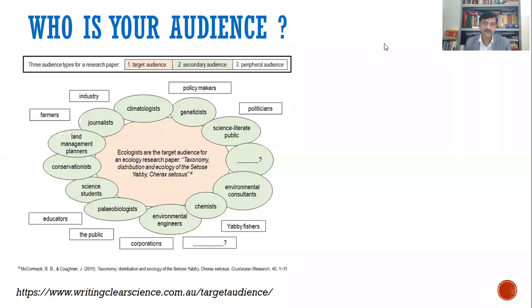I can see some hands raising, but I would request you to please use your chat box so that I can have a look at it and answer your questions. Okay.